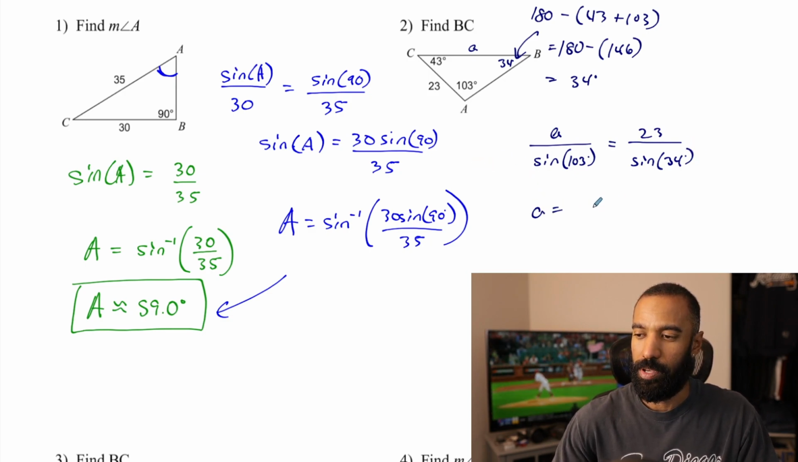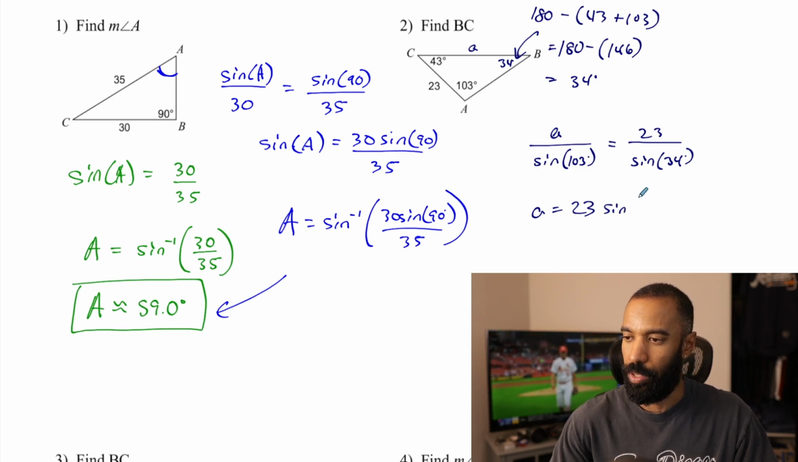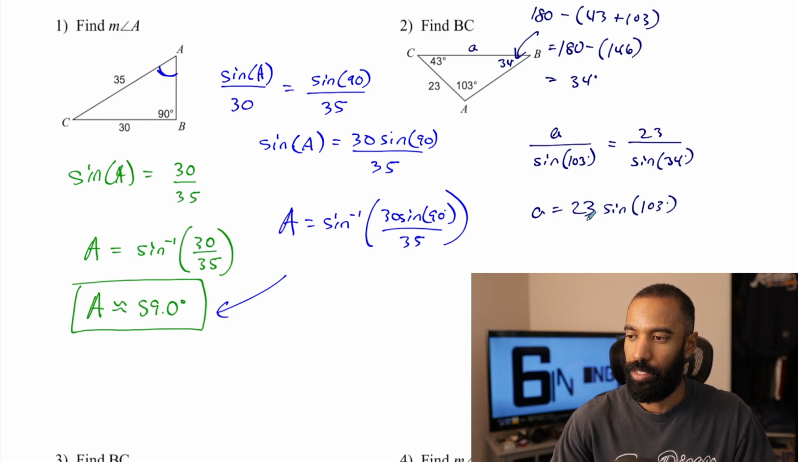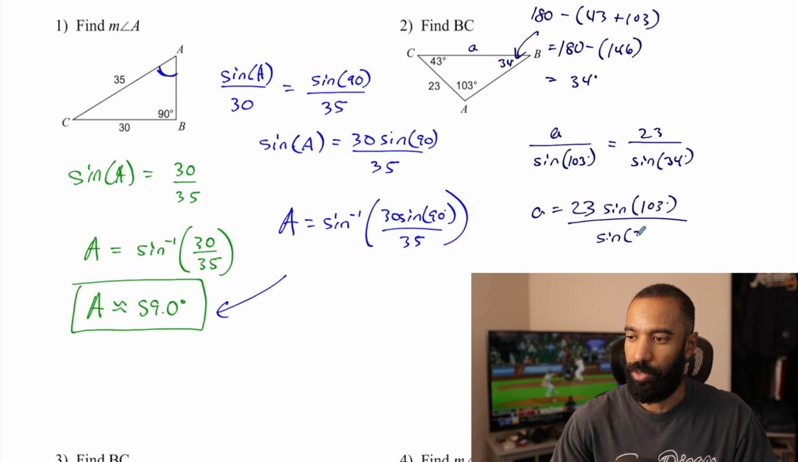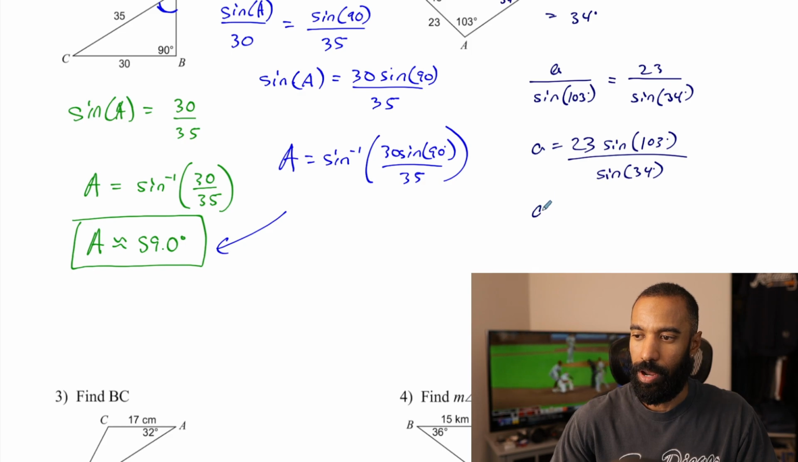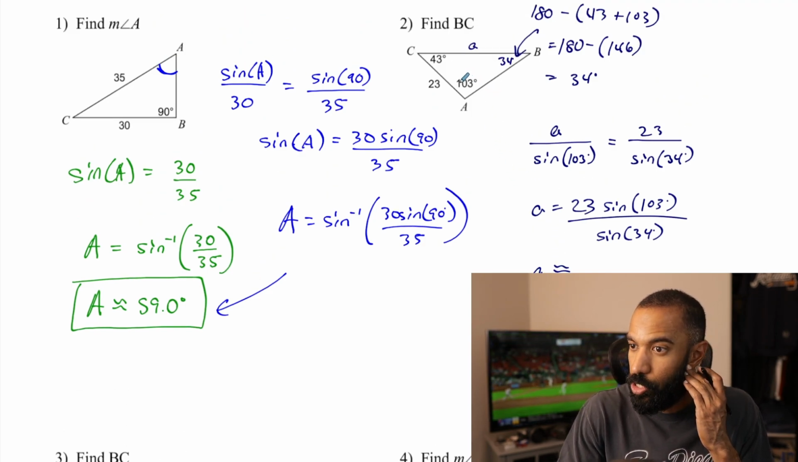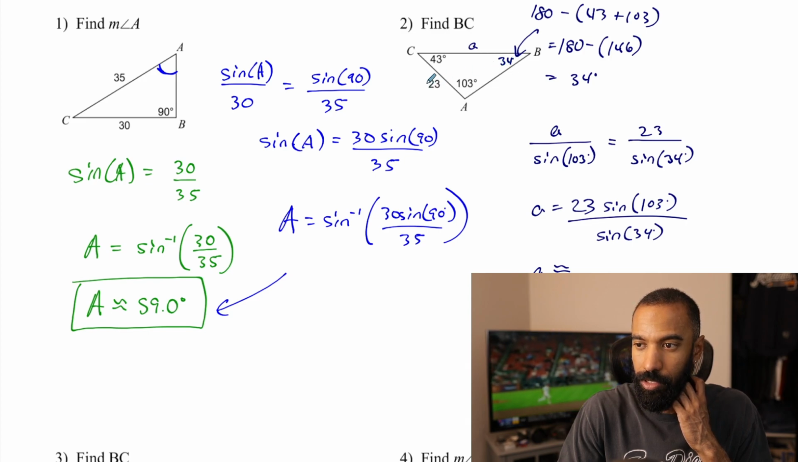So multiply both sides by sine of 103, and that's all you have to do before the calculator. A equals 23 times the sine of 103 degrees over sine of 34 degrees. So what is that approximately? This one I do not know. I know it's going to be the largest of these. It's going to be larger than this.